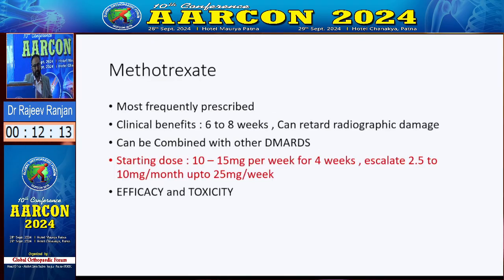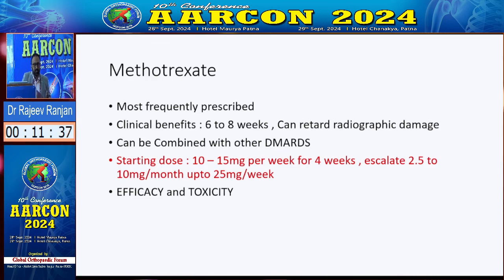The most frequently prescribed drug among rheumatologists is methotrexate. As I said, the clinical benefits are seen after 6 weeks or 8 weeks of therapy. Various studies have shown that this drug can reduce the radiographic damage. Methotrexate can be combined with other DMARDs, like sulfasalazine, leflunomide, hydroxychloroquine, etc. We also combine methotrexate with biologic DMARDs and targeted synthetic DMARDs. The beauty and flexibility of this drug is that it can be combined with any other drug.